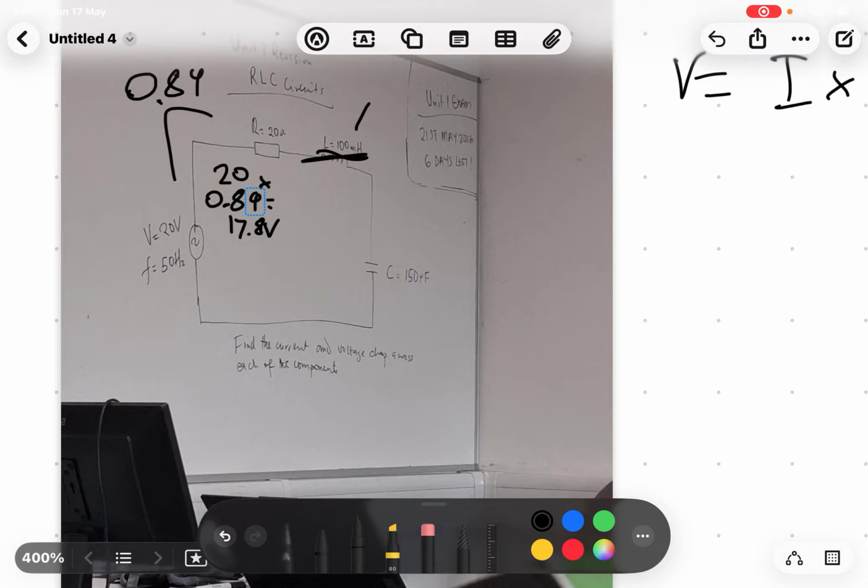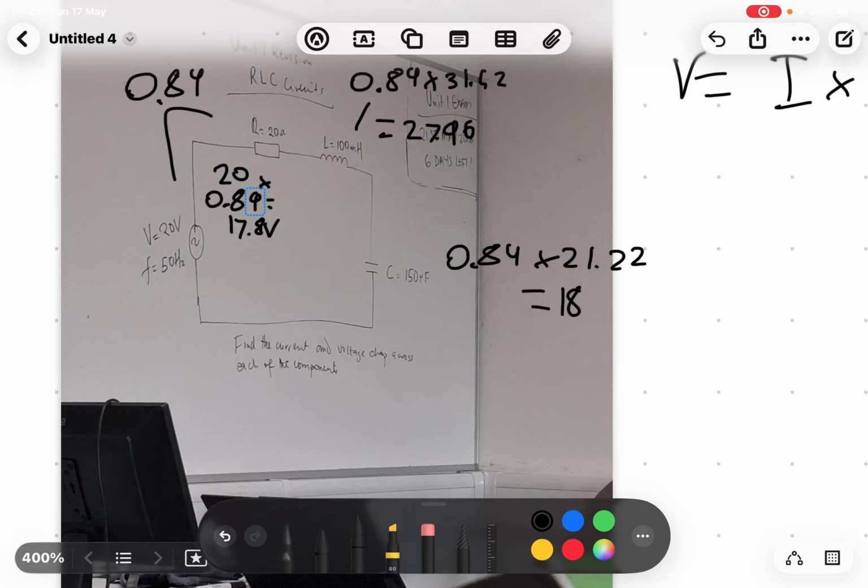For this one, we don't use this, guys. We use what we call XL, remember. So that's going to be 0.89 times 31.42, and that equals 27.96. For this one, it's going to be 0.89 times 21.22 equals 18.88. So after that, that should be it.